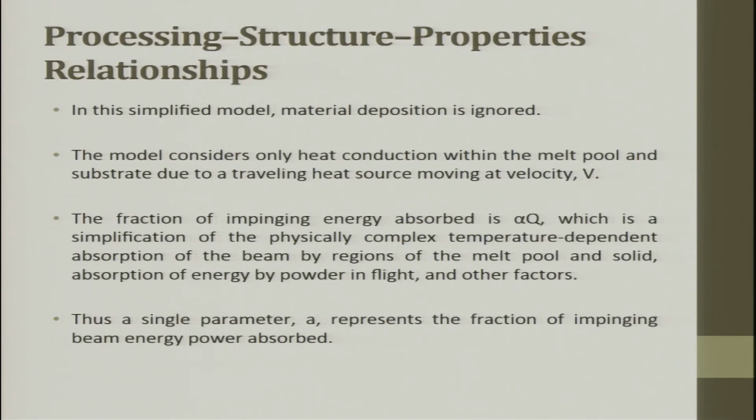The simplest model, material deposition, is ignored. The model considers only heat conduction with the melt pool. There is convection and radiation, but we take only conduction and substrate, due to the travel heat source moving with a velocity of v. The fraction of the impingement energy absorbed is alpha q, which is a simplification of the physical complex temperature dependent absorption of the laser by region of melt pool and solidification, absorption of energy by powder in flight and other factors.